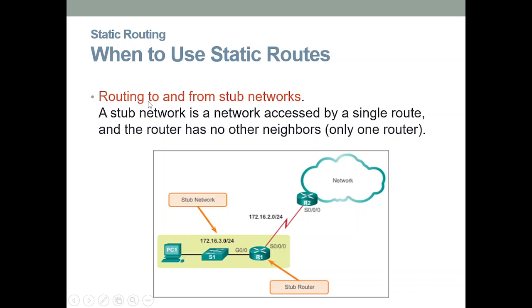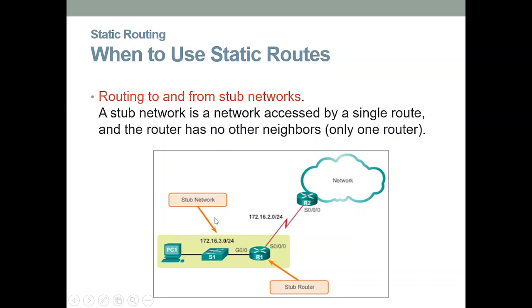Routing to and from stub network. Now this is something also very important which you have to understand. In networks, when we talk about a stub network, this is a network that is accessed by a single route. A network that is accessed by a single route, and the router has no other neighbors.